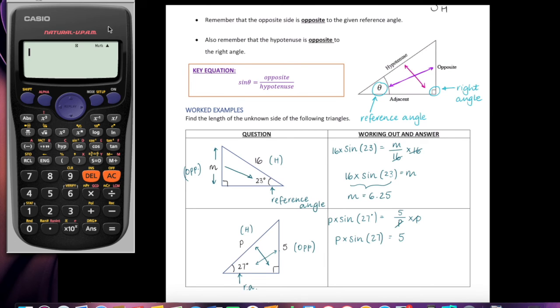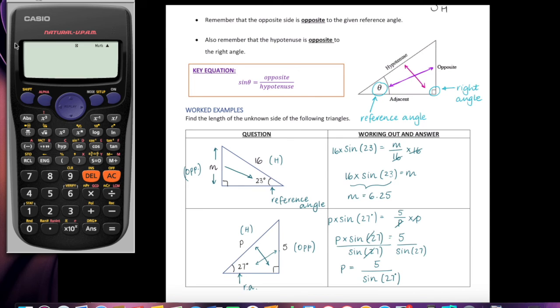Now you can see here that we're still in a little conundrum where we can't actually type P times sine 27 equals 5 into our calculator. So we do need to move sine of 27 degrees to the right-hand side. So I'm going to divide both sides by sine 27. So then I've got P is equal to 5 divided by sine 27 degrees. So now we can put this into our calculator.